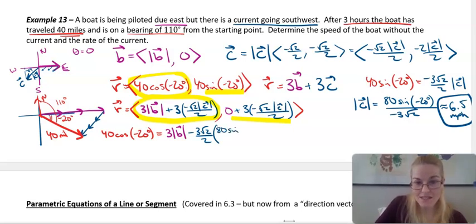80 times sine of negative 20 degrees, all divided by negative 3 times the square root of 2. What can I say? Well, that, minus, that's going to become a plus. Half of 80 is 40. And so what do I have?